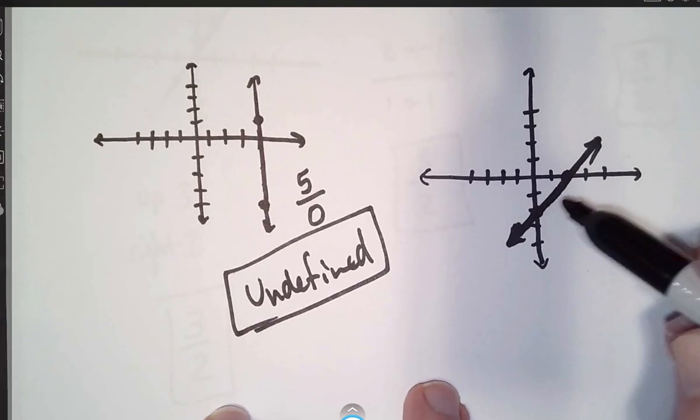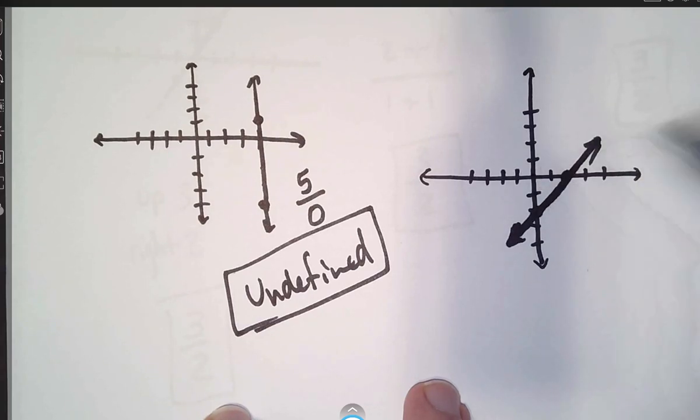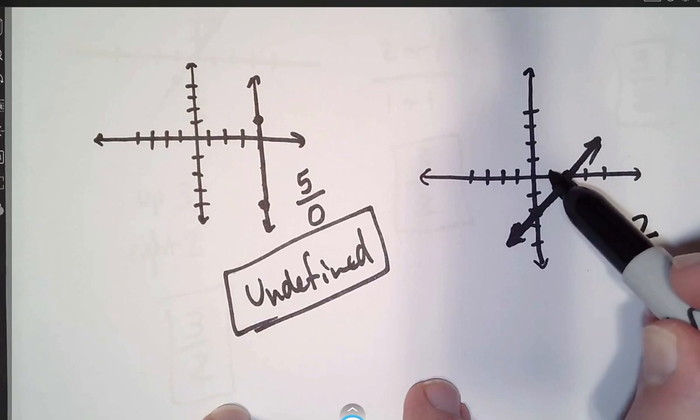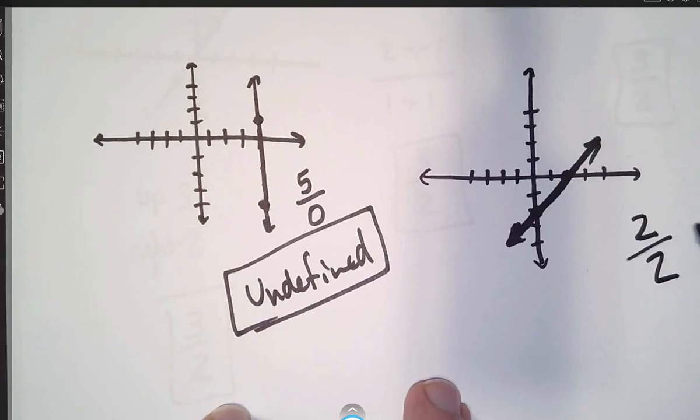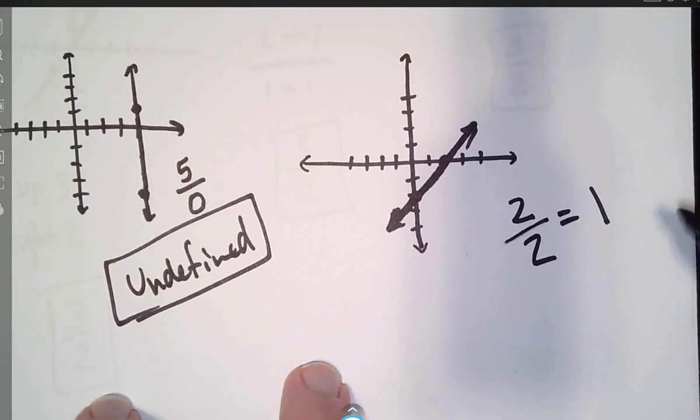All right, moving on to here. So if I start here, how far up do I go? 1, 2. I went up, so it's positive. Then I go to the right, 1, 2, 2 over 2. 2 divided by 2 equals 1. So my answer would be 1.